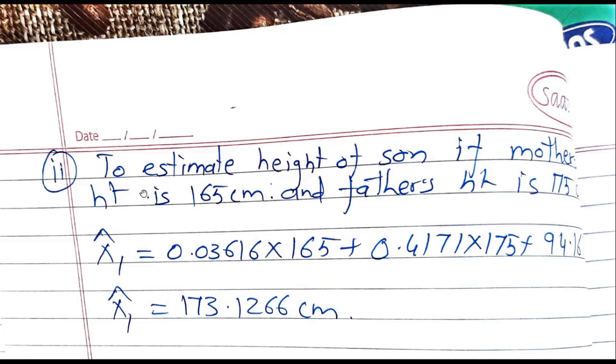Now in the second part, to estimate height of son if mother's height is 165 centimeter and father's height is 175 centimeter. So x1 cap, estimated value of x1 is given as 0.03616 into 165 plus 0.4171 into 175 plus 94.16. So if you take the product and then add all the three values, the x1 cap becomes 173.1266 centimeter.